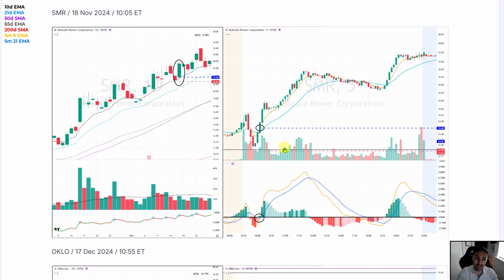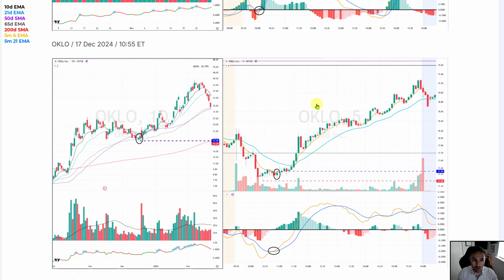Now remember what I was saying: if it's just a really choppy market and I don't want to hold for a swing trade, I can just utilize the 5-minute 6 EMA. Look at this, 5-minute 6 EMA, ride it, ride it, ride it. There's your first close below, exit. If I want to keep some back for the 5-minute 21 EMA, there's the first close below, exit. Nice and simple, right? Let's go for Oklo.